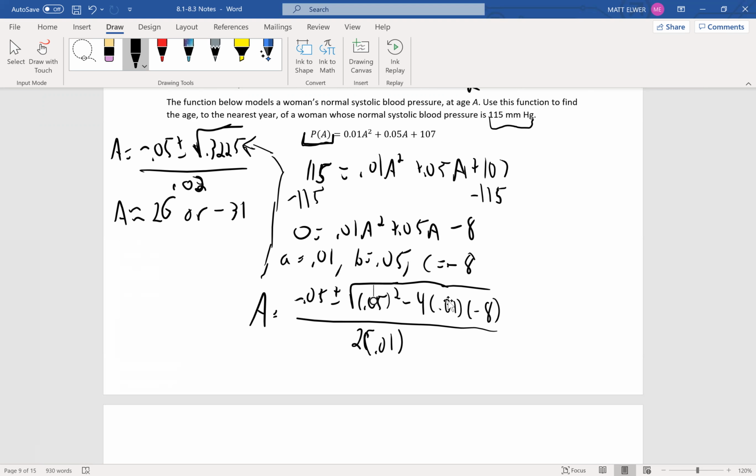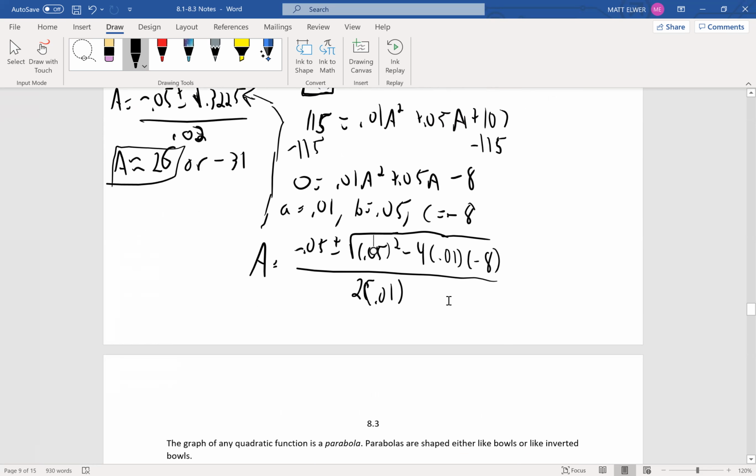Well, notice that we're asking for a woman's age. We have a negative answer, and we can't have a negative age for somebody. So the only answer that makes sense here is 26, because it has to be a positive age. The negative 31 is just an extraneous answer. Okay. So that's how we find the age of a woman with a normal systolic blood pressure of 115. We just solve it using the quadratic formula.